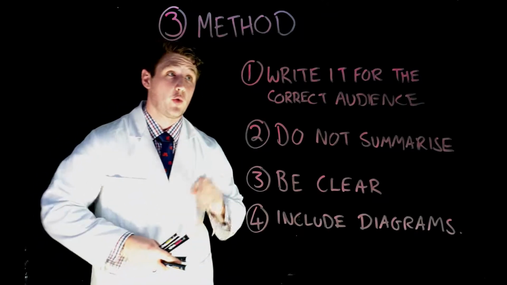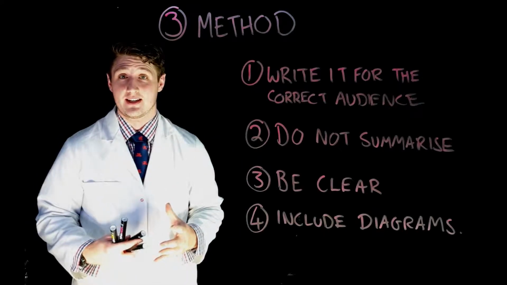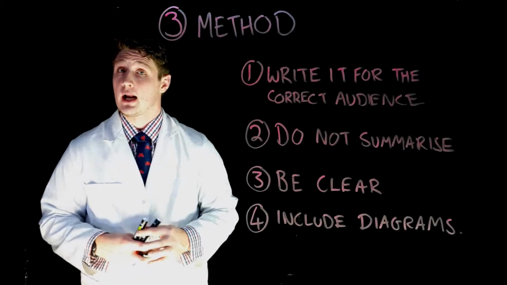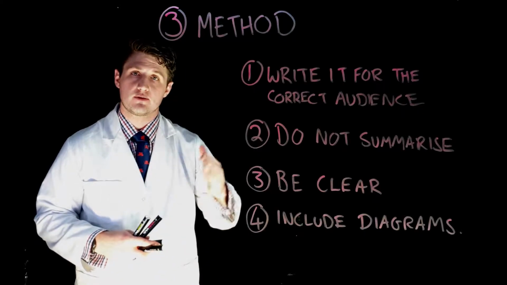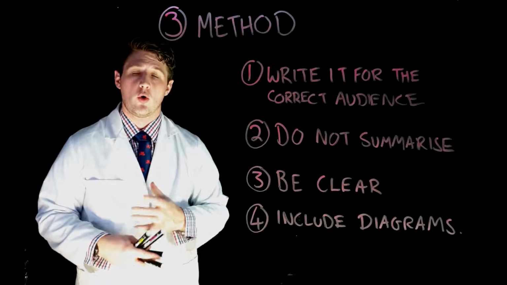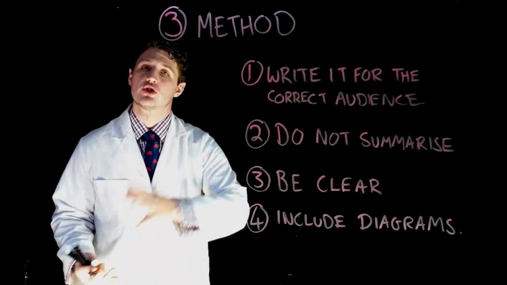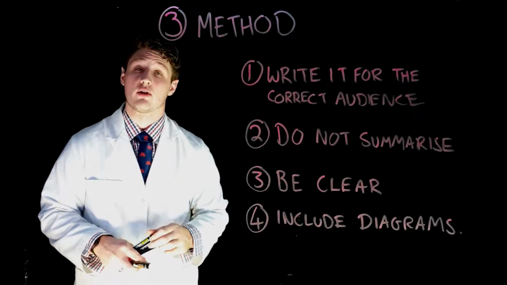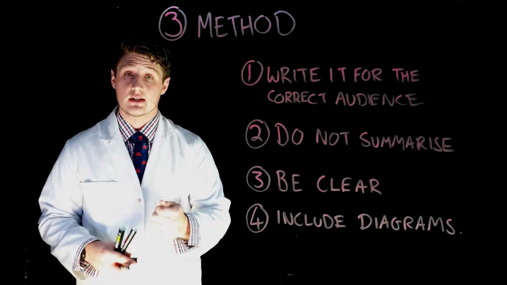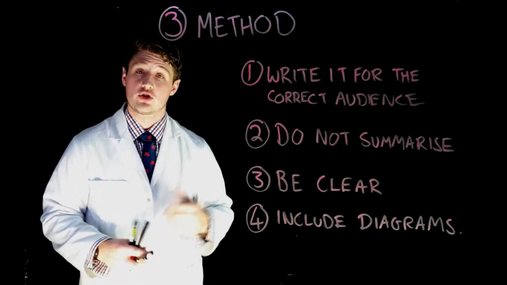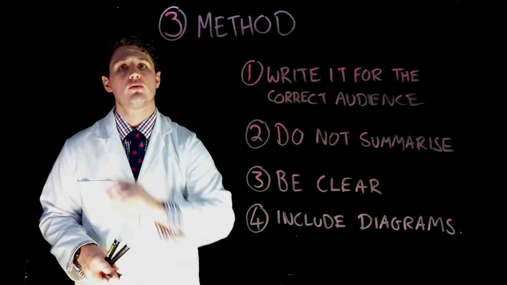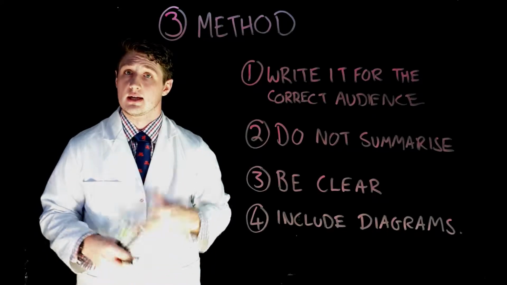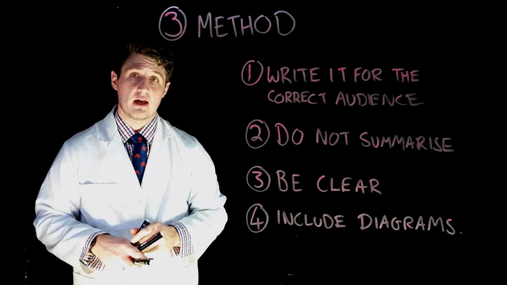So, number 1, write it for the correct audience. Now, if you're in one of my classes, I will encourage you to write it for the year level below, the year level that has just come into the year level you currently are in. They're given this experiment and I might be saying, look, a student last year did this. Can you repeat exactly what they did? Did they write a clear and effective method?